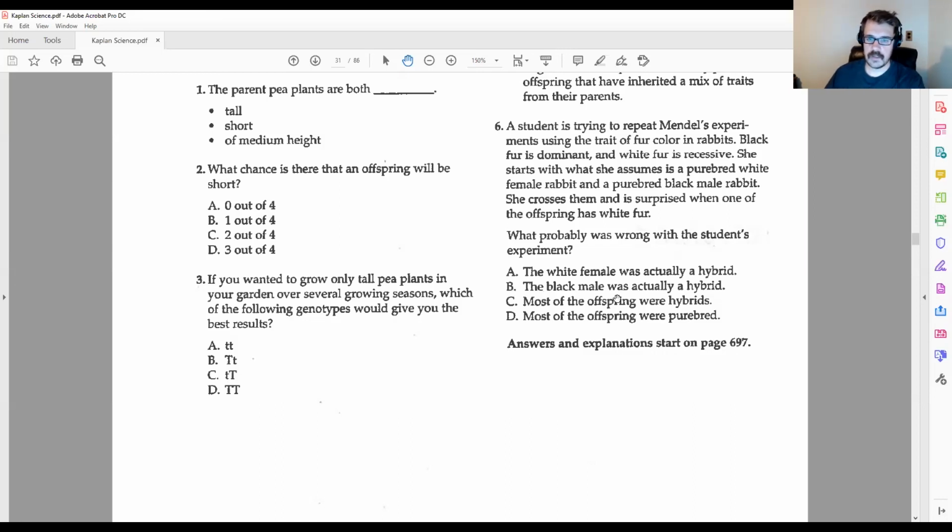But B, the black female is actually a hybrid. That's what went wrong, because if he was actually purebred, then all of the offspring would have been black. But because he wasn't, with white genes, at least in 1 out of 4 chances, the offspring was able to have 2 recessive white genes. So that would mean B would be the answer.